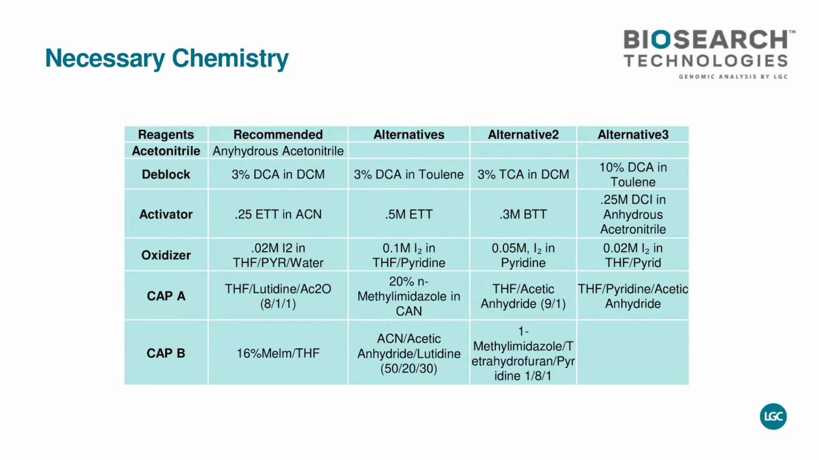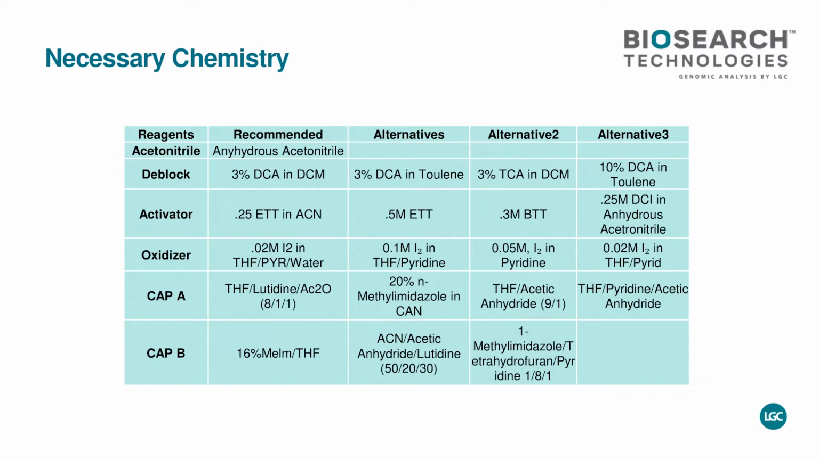This is a list of reagents you can use for the D-block, activator, oxidizer, Cap A, Cap B. Acetonitrile also, there is only one acetonitrile, but it's also important to use good quality. When I put recommended, it's also what I did use. Of course, you can use the alternative.